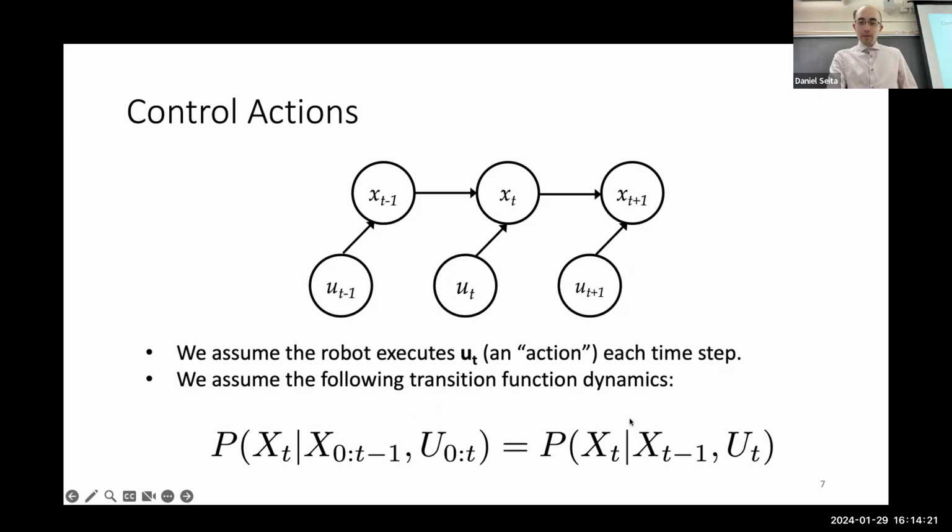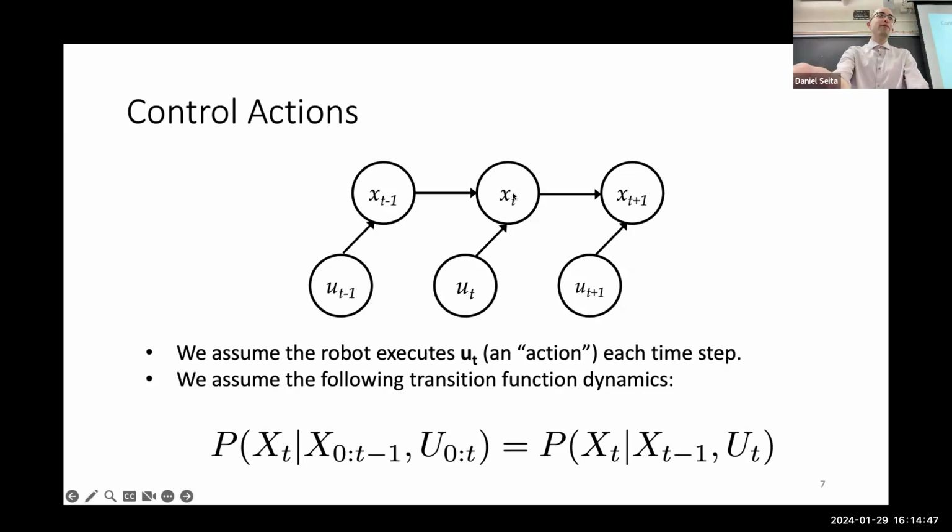So you have the probability of xt conditioned on its parents, xt minus one and ut. And you don't need anything before that, because ut minus one is not going to affect things. If you condition on xt minus one, you block the information flow from ut minus one to xt.